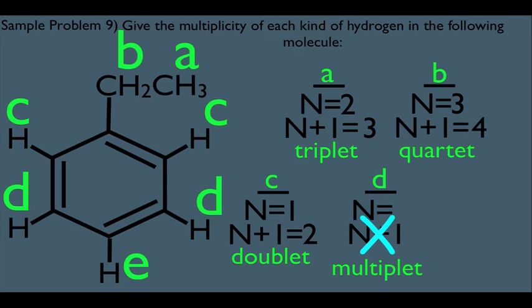This brings us to the final hydrogen here, the E hydrogen. What is his N value? Well, notice here he is. He technically has 2 neighbors.